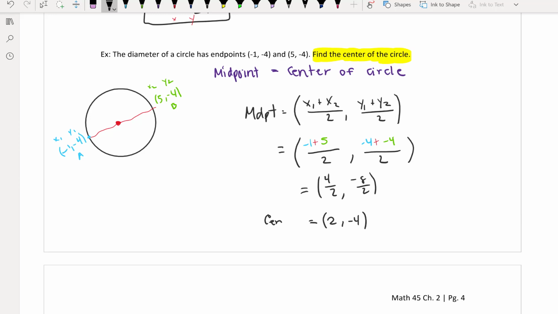So now I have found my center. That would be the center of the circle, and I was able to do that by drawing it out and finding the midpoint. Okay, well that is the end of section 2.1.